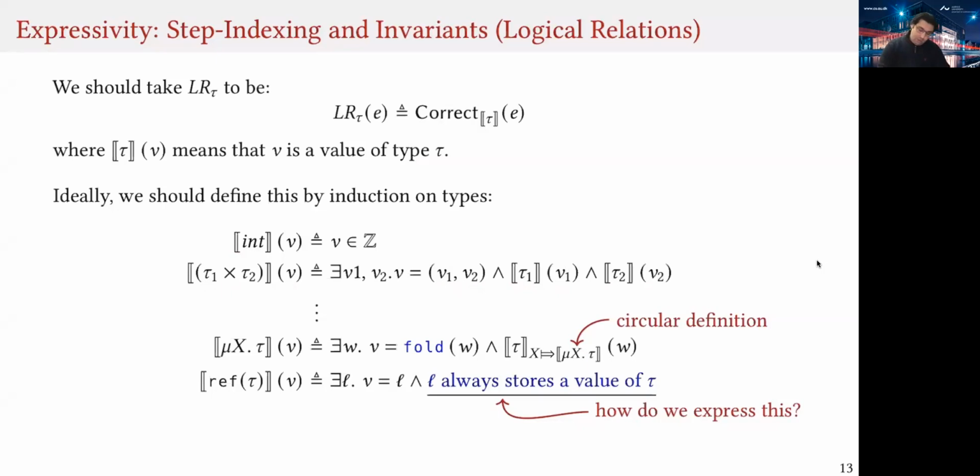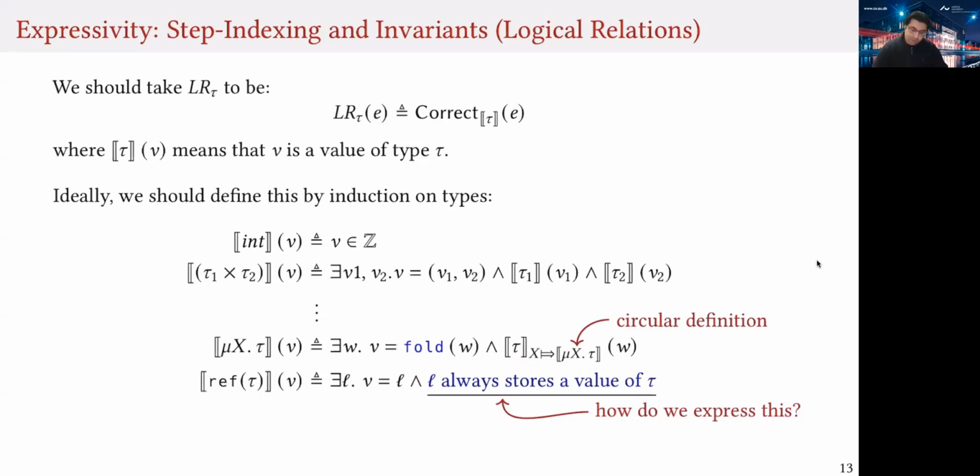Everything works out until we get to recursive types, right? Intuitively, what we want to say is that a value of a recursive type is a folded value, fold W, such that the value of W itself is in the type tau, where we have replaced X with the same predicate that we are trying to define, right? But after all, this is the meaning of recursive types, right? It should be defined in a recursive way. But this definition is not well-founded. It's not something that we can do by induction. So you're stuck.